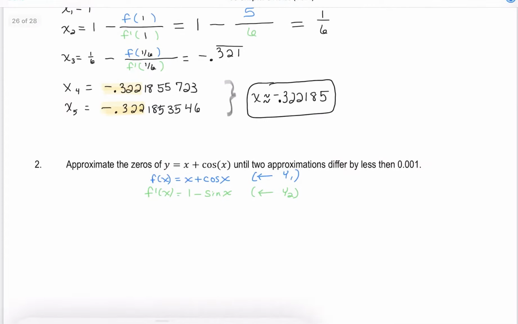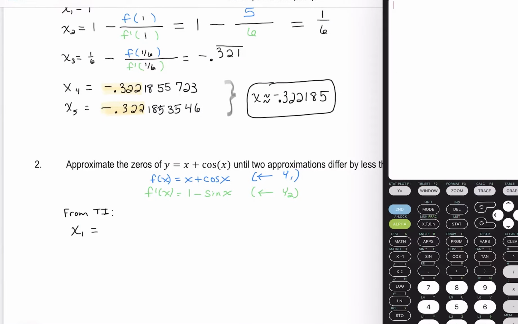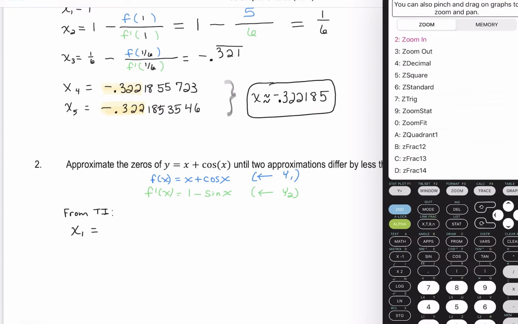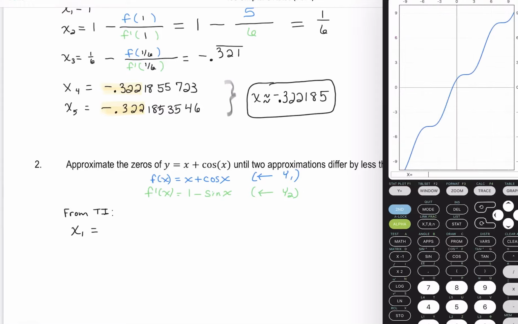All right, now what we kind of notice here is we're not given an initial starting point. So from our graphing calculator, we're going to have to determine a good starting point. Also, this says approximate the zero, so I haven't yet determined if there's 1, 0, or 2, 0. So all that's going to require that we take a look at this on our graphing calculator. So in our y equals, let's go ahead and enter x plus cosine of x. And first, let's just go maybe zoom number 6, zoom standard.